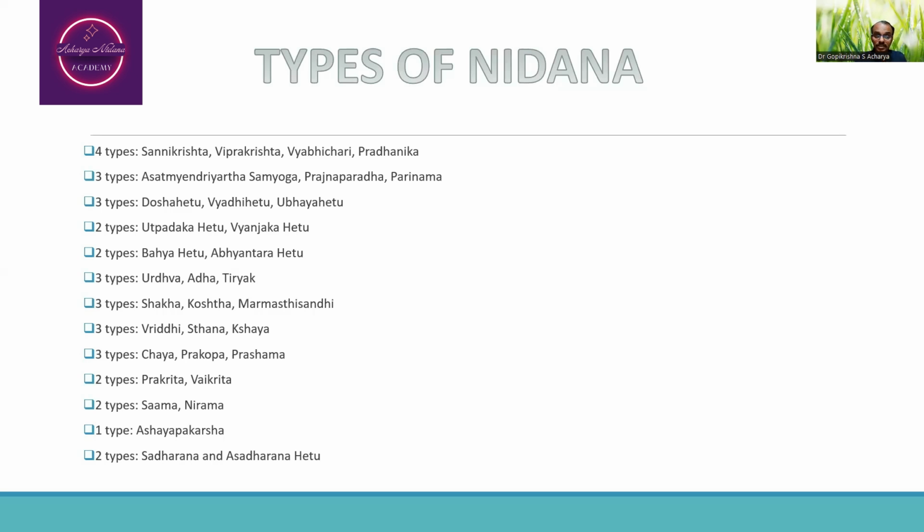So far we have discussed up to Utpadaka Hetu and Vyanjaka Hetu. Today we are going to discuss the Bahya Hetu specifically for Vata Dosha. This video may go a little longer, but it will complete the Vata Dosha. Bahya Hetu are external causes responsible for the increase of Vata Dosha in the body. Whatever description is available will be completed here.